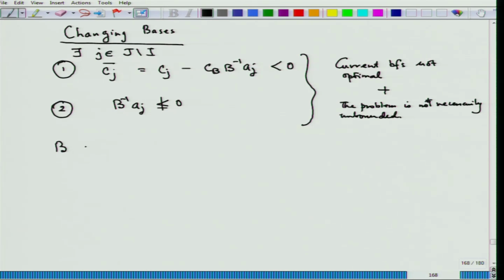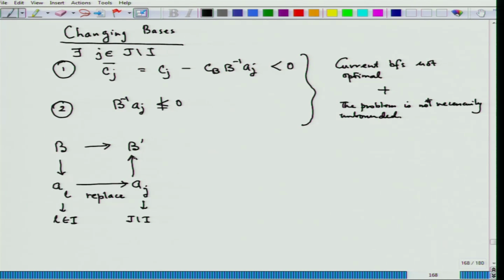So, we go from B to B dash. How do we do this? We take a column AL of B, choose a column AL of this B and replace this column by a column AJ, where j is from J minus I and L is from I. So, this L is of course from I and this j is from J minus I. Now, once you swap AL with AJ, the new matrix that is formed is the basis matrix. You swap AJ with AL and that is exactly what you get. Now, how to know which column has to be thrown out?